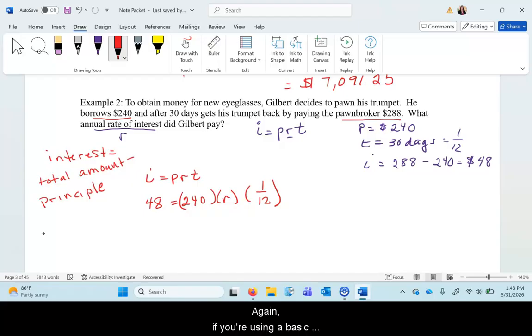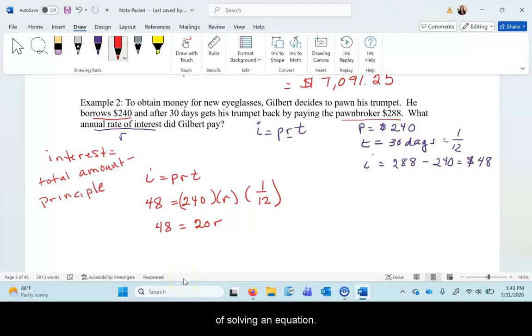Again, if you're using a basic calculator, I would suggest, just to make things easier on you, take 1 divided by 12 first, get that answer. Then multiply that by the 240. Okay, so always do the fraction first. So if I take 240 times 1/12, it's the same thing as taking 240 divided by 12. Either way, you should get the same answer. But that comes out to be 20, but then we still have the R.